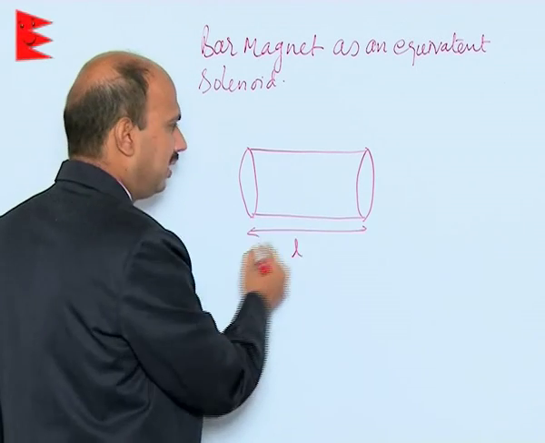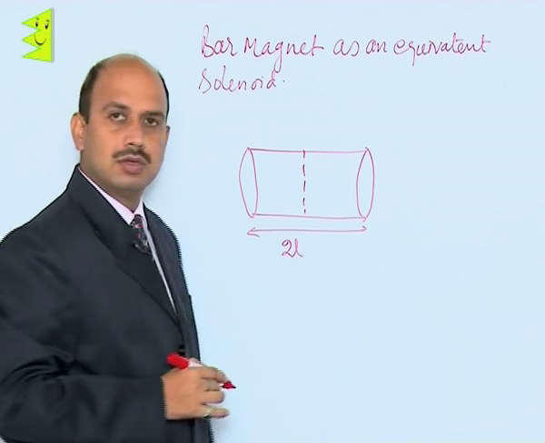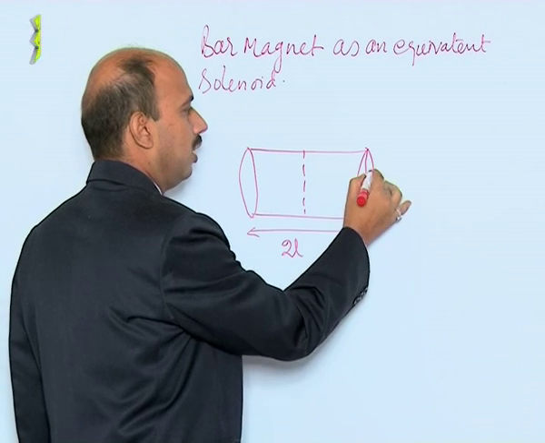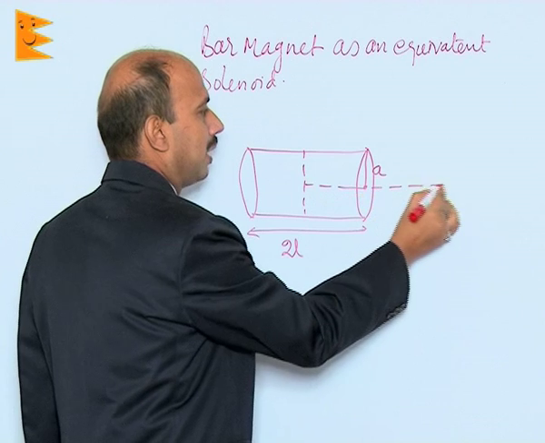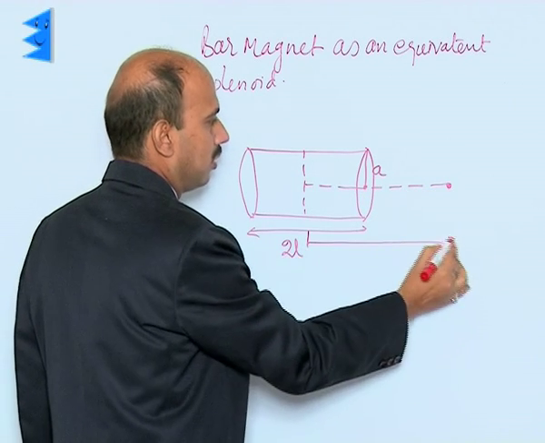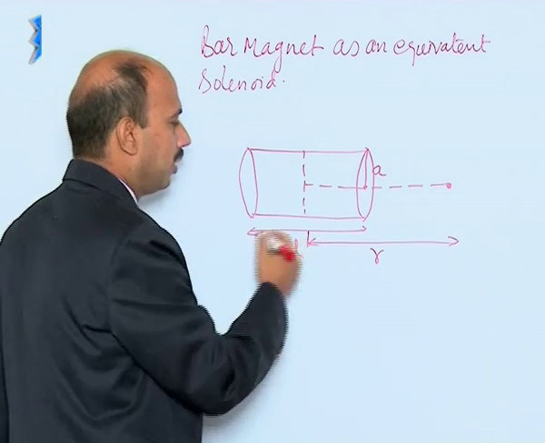and now here we can take this length as 2L. This is the center part of this solenoid. The radius of the solenoid is, suppose, A, and now we want to calculate the magnetic field at this point, which is at a distance r from the center of the solenoid.